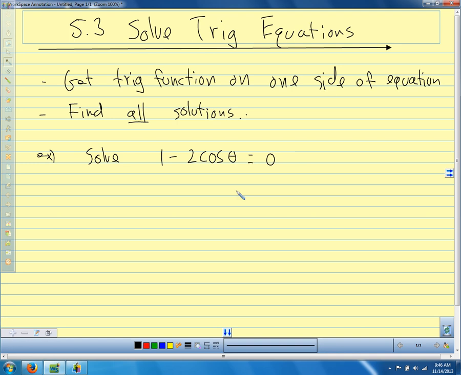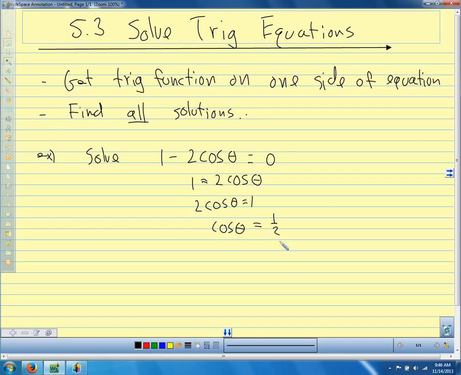Our basic guideline: we're going to get the trig function on one side and everything else on the other side. So I add 2 cosine theta to both sides of the equation, and I get 1 equals 2 cosine theta. I'm just going to turn it around and write it the other way: 2 cosine theta equals 1. I want the trig function by itself, so I divide by 2. So cosine theta equals 1/2.